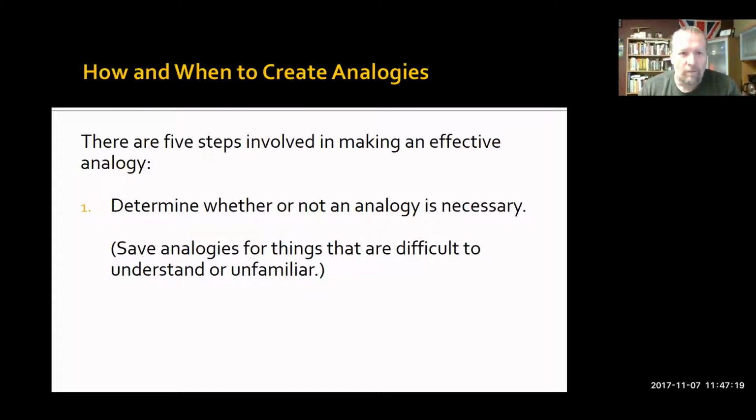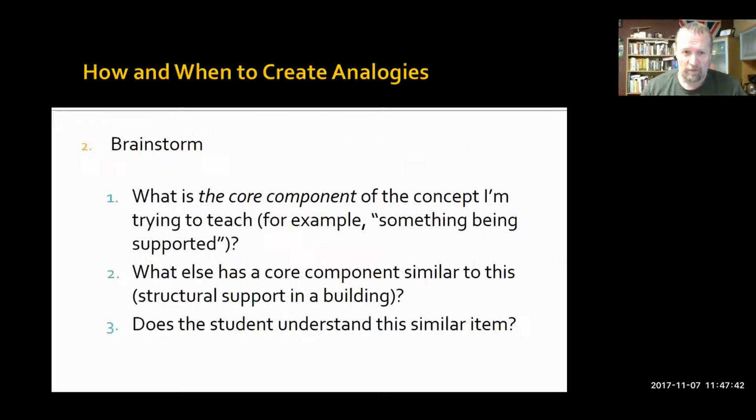So there are 5 steps involved in making an effective analogy. One, we have to decide whether we need one or not. Not everything needs an analogy. Some things are simple enough to understand on their own that we don't have to build some complex analogy around it. So the idea is, find those things that are difficult for students to understand first, and then see if we can develop an analogy that will help them understand it better.